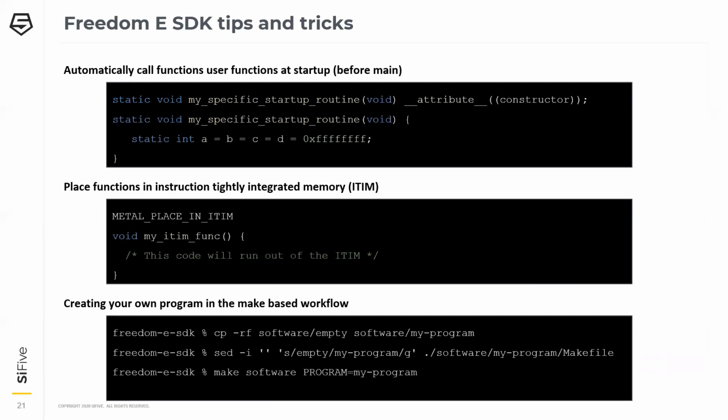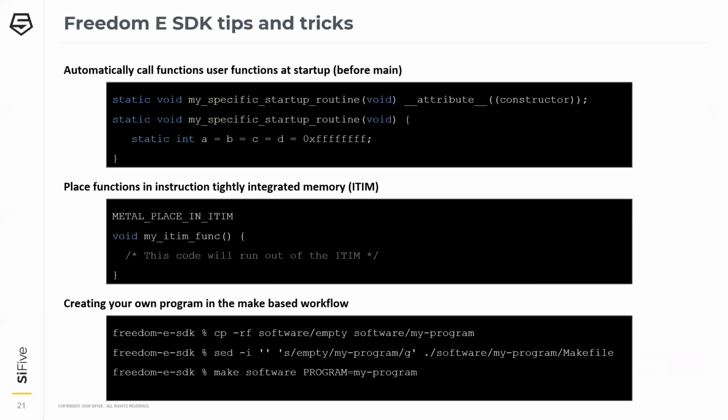Next is related to squeezing all the performance you can out of a function or method. By using the decorator metal place in item, you can have code placed in memory that is as close to the CPU as possible, giving you the best performance. It's worth noting there is a call out about this in the documentation regarding inline and high optimization settings. So if you try this and it doesn't yield the expected results, have a look there.